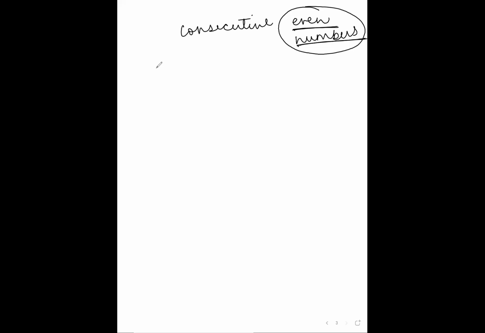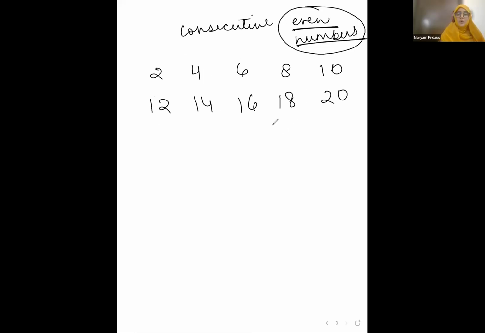Sorry, 2, 4, 6, 8, 10, 12, 14, 16, 18, 20, and so on. Two consecutive even numbers means, now listen to this carefully. This list is going to go on forever. From this list, take any two that are next to each other. Consecutive means next to each other, or right after the other, one after the other.